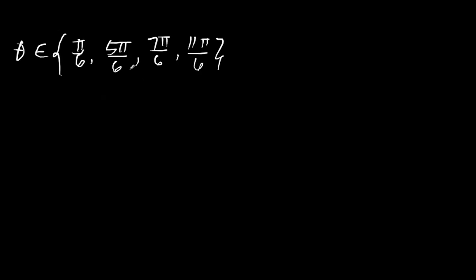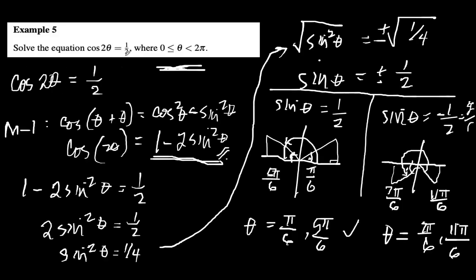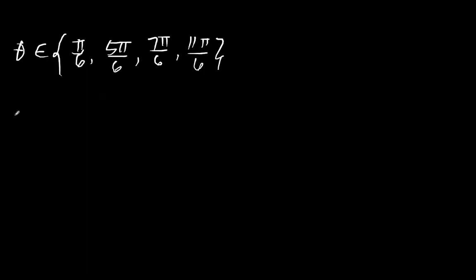You can check each value of theta in the given problem, cosine 2 theta, and it should be equal to 1/2. All right, now let's move on to method 2. For method 2, I will not be using the identity. So I will just be using basic algebra on how to solve equations. So the problem is cosine 2 theta is equal to 1/2.